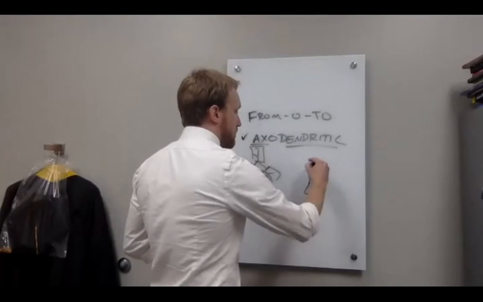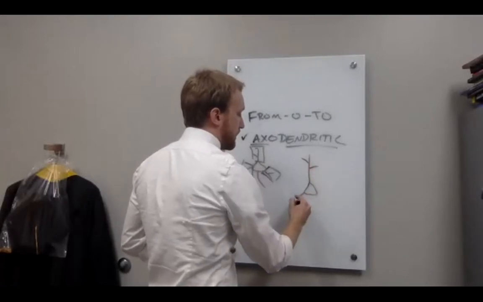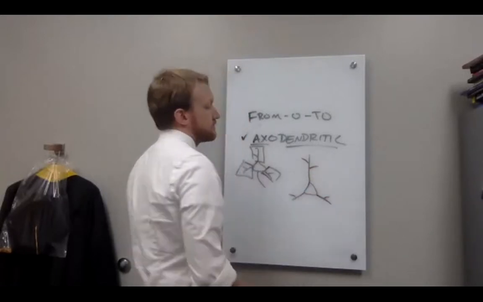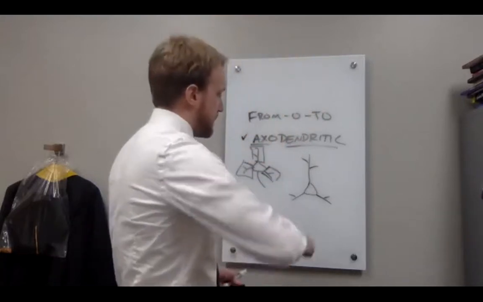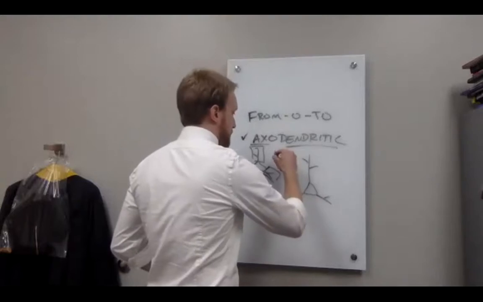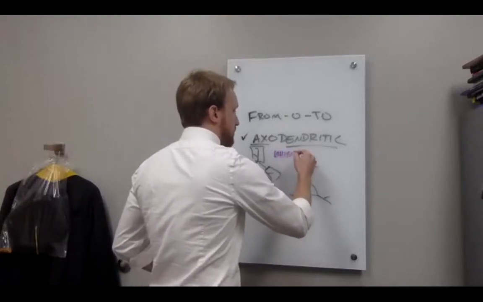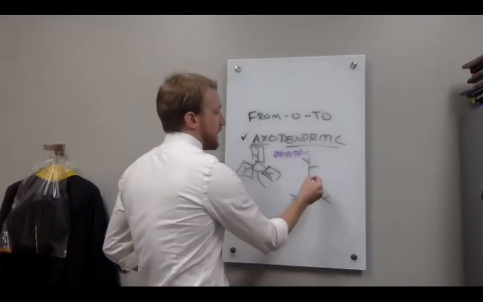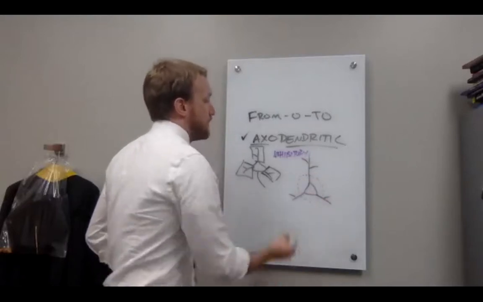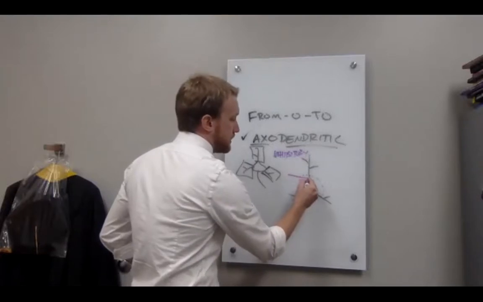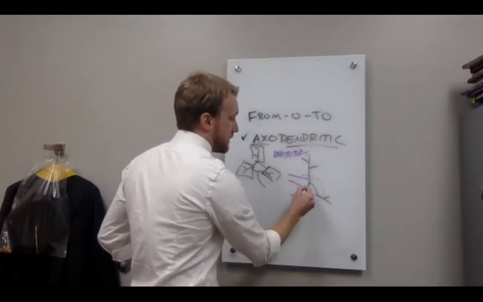Typically, let me simplify the neuron here. We're going to find our inhibitory synapse. The inhibitory synapses are going to be in this general area. So they'll form on the more proximal dendrites as well as the cell body.